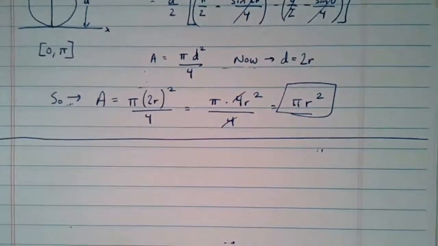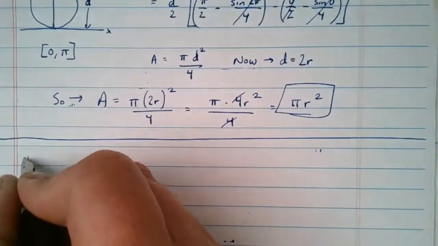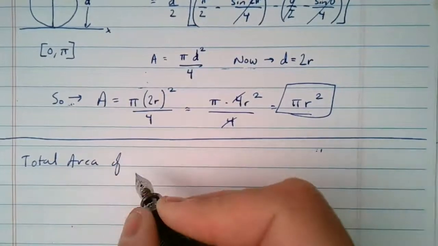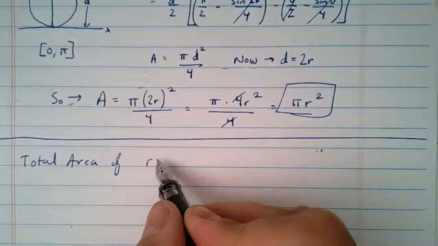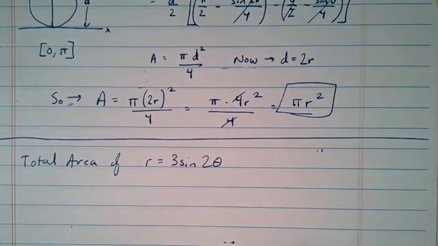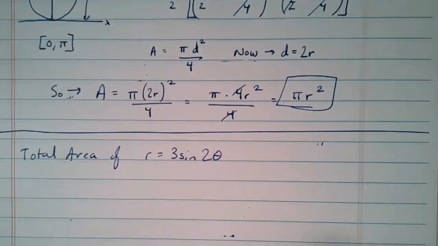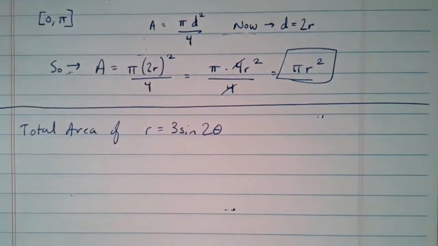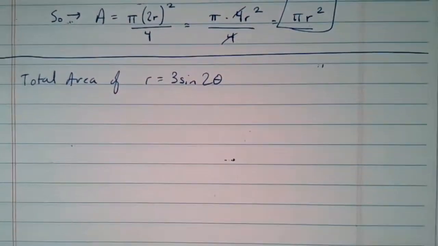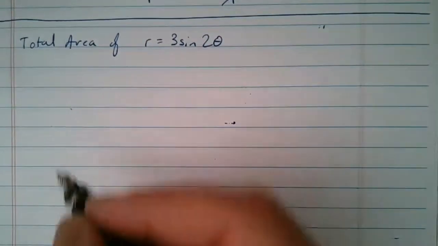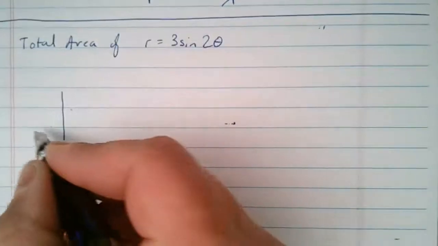So, find the total area of r equals 3 sine 2 theta. Find the total area of 3 sine 2 theta. Okay, 3 sine 2 theta. Now, for you to do this, you really need to know what the picture looks like. Okay, so I'm going to go ahead and just draw this picture for you. So you have an XY axis here.